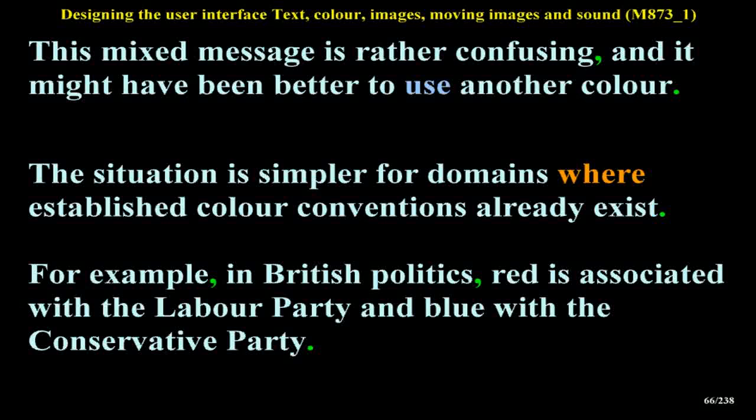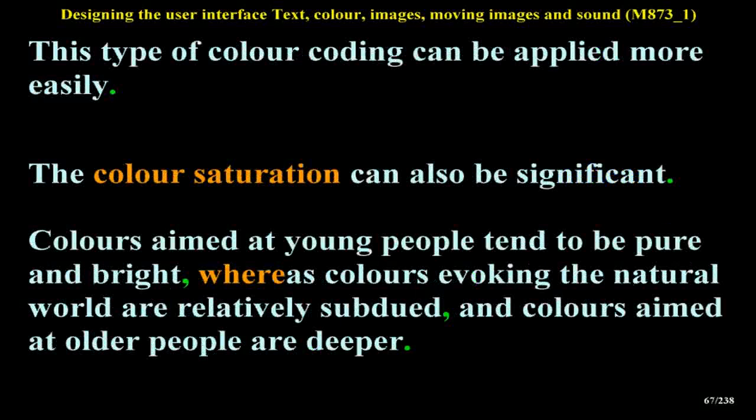The situation is simpler for domains where established color conventions already exist. For example, in British politics, red is associated with the Labour Party and blue with the Conservative Party. This type of color coding can be applied more easily. The color saturation can also be significant.